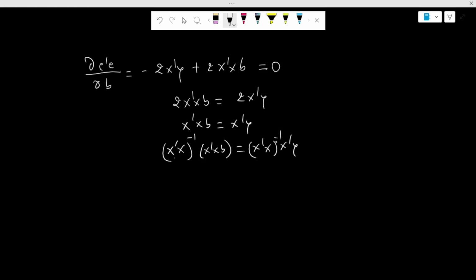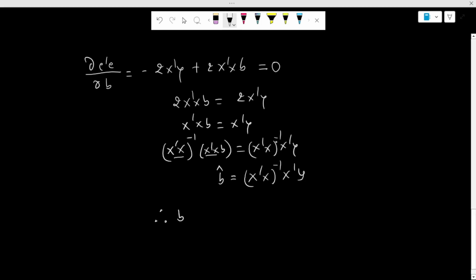And X transpose X inverse and X transpose X are inverse to each other, therefore the result is 1, and we are left with beta. This is our beta estimate. So this is finally equal to X transpose X inverse X transpose Y. Therefore the OLS beta estimate is given by X transpose X inverse X transpose Y.